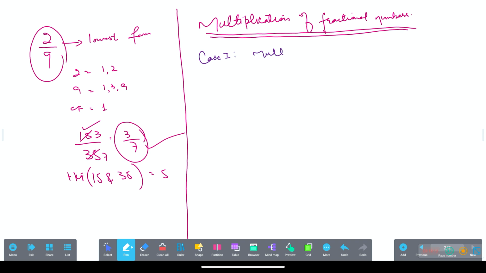Multiplication of a fractional number with a whole number. It can even be integer numbers, but for now we will talk about whole numbers. Now, an example.